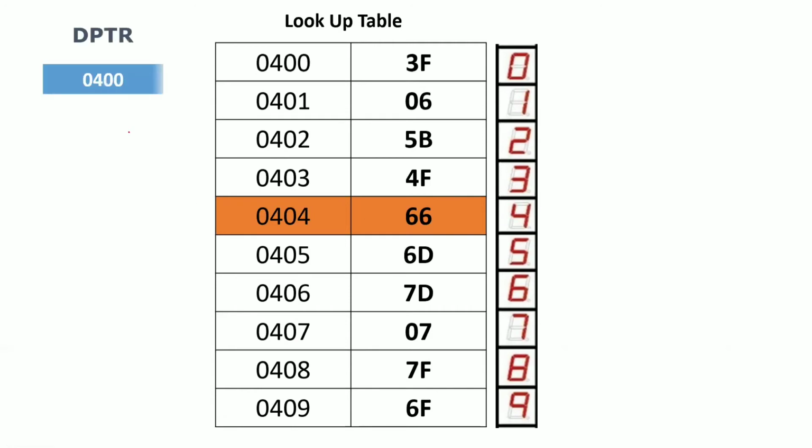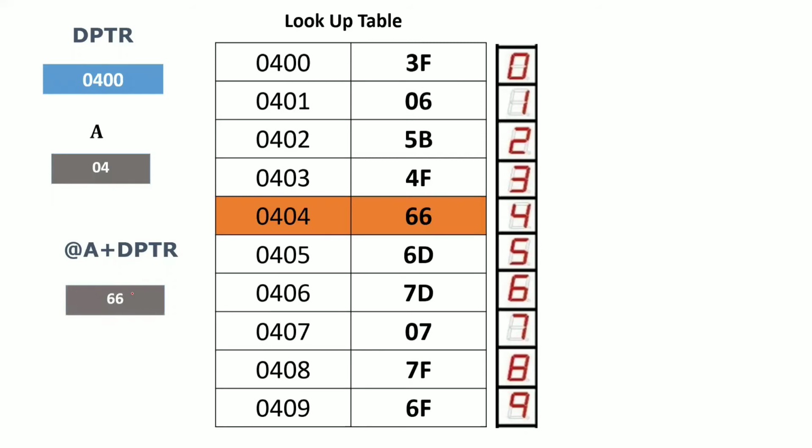Same thing. So initialize the DPTR with 0400, and I want to display 4 there. So what I will do, I will put the value 4 inside the A register. Now I will apply the magic instruction @A+DPTR, so the address becomes 0400 plus 4, which becomes 0404, which is exactly what we need, the code of digit 4, which is 66.